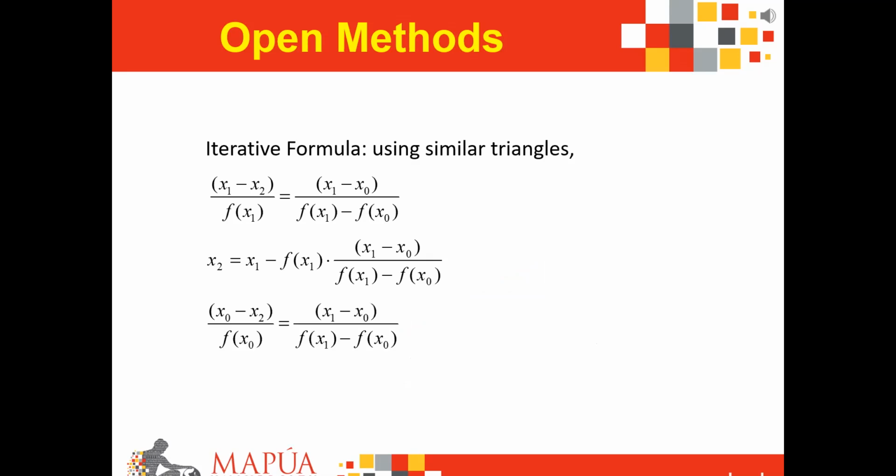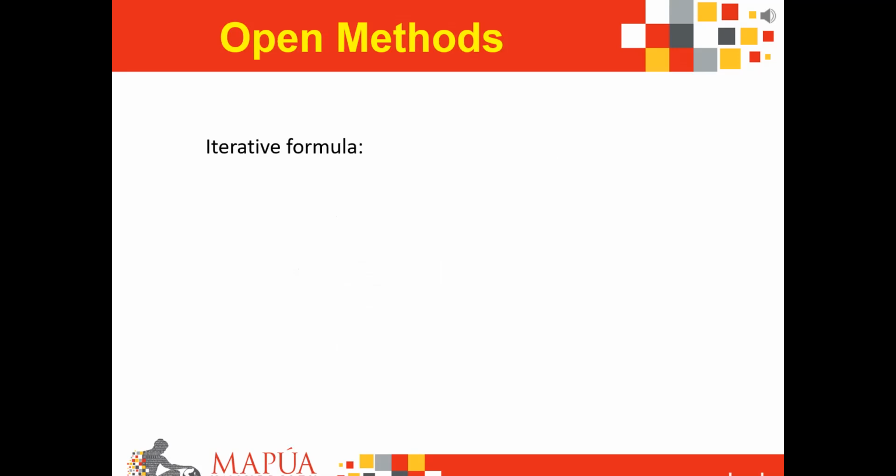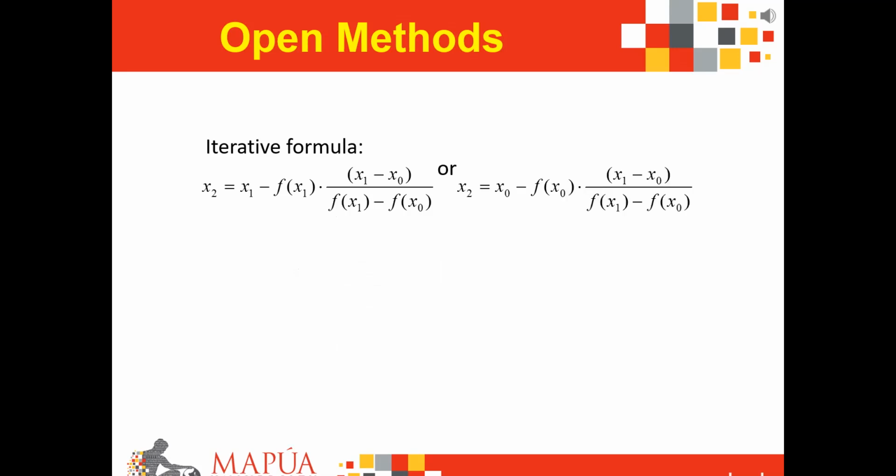This other formula came from the red triangle and the green triangle using ratio and proportion, and if you manipulate it solving for x2, you'd end up with this formula for x2. Both formulas can be used, and both are similar to the regular false position method, since both techniques make use of a secant line. So you may use either iterative formula.